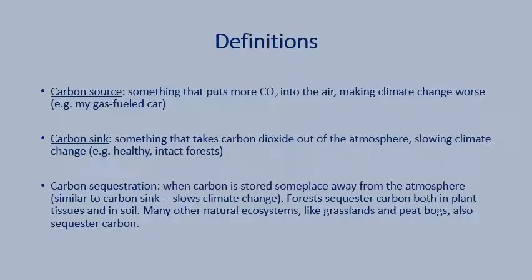Carbon sequestration is similar to the idea of a carbon sink. Carbon sequestration is when carbon is stored someplace away from the atmosphere, slowing climate change. So forests can sequester carbon both in plant tissues and in soil. And although we won't be really discussing it in this class, note that many other natural ecosystems, grasslands, peat bogs, plenty of ocean ecosystems also sequester carbon in very important ways. It's not just forests.